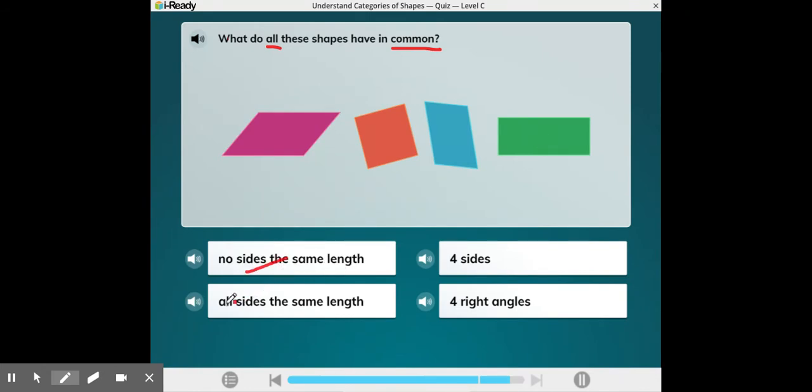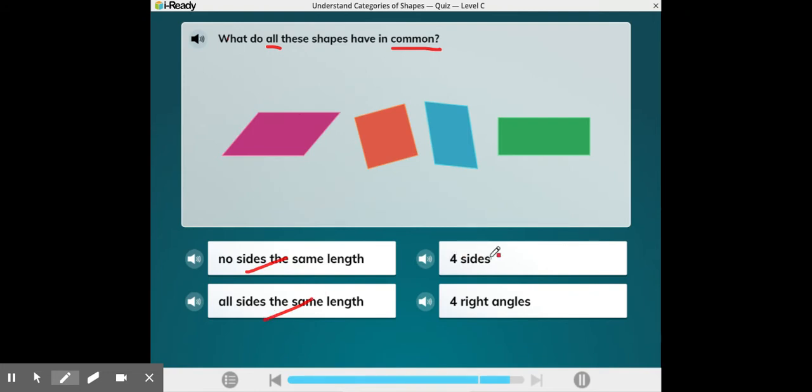All right, all sides are the same length. And remember, it has to be true about all of these shapes. So let's look on this very first one here. Are all the sides the same length? They are not. These two are longer than these two. So that means this one can't be the right answer.